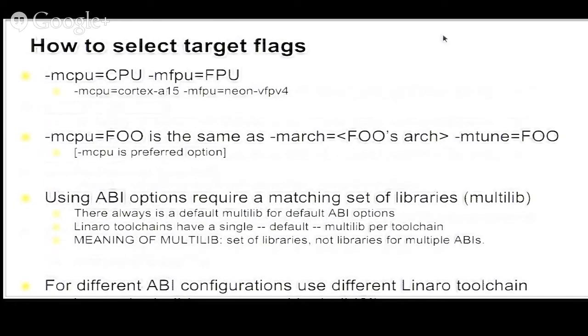Instead of trying to support both hard float and soft float sets of libraries in one toolchain, we rather provide two different toolchains, one for soft float and one for hard float. And this is our strategy for handling different APIs and different sets of API-related options.